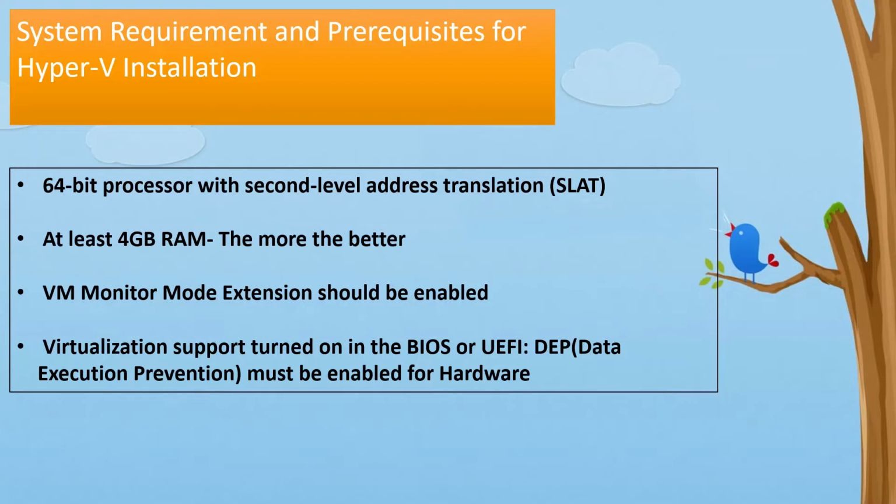Virtualization support should be turned on in the BIOS or UEFI. Whenever you go into the BIOS settings of your hardware, you will see the virtualization settings in there. You also need to make sure that data execution prevention, which is called DEP, is enabled for your hardware. You can change it from the BIOS settings. Once you go into the BIOS settings, you will get the option to enable or disable data execution prevention.